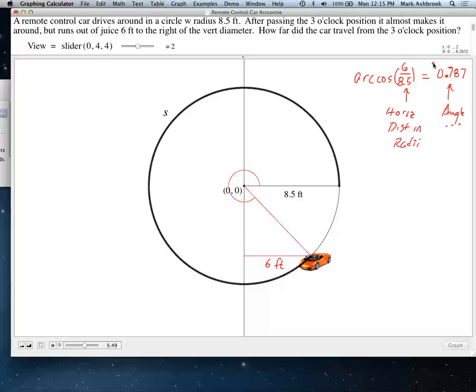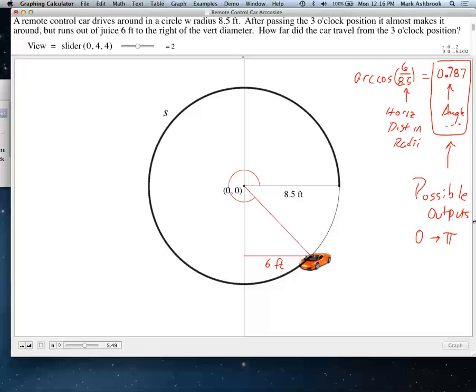So any volunteers? What does the 0.787 mean? Fernando? It's the percent of 2 pi. No, it's not a percent of 2 pi. So why did we go over this? What are the possible outputs? Possible outputs of our cosine are from 0 to pi.